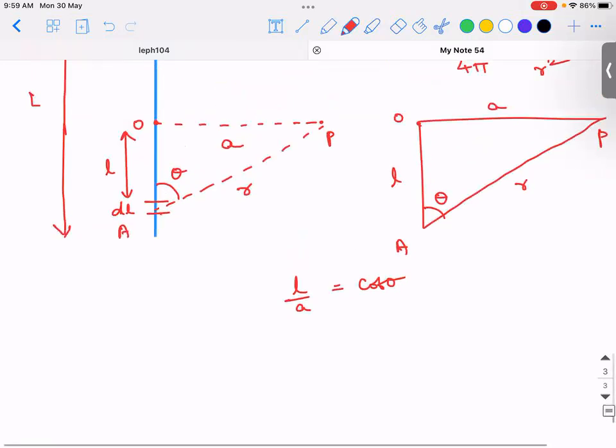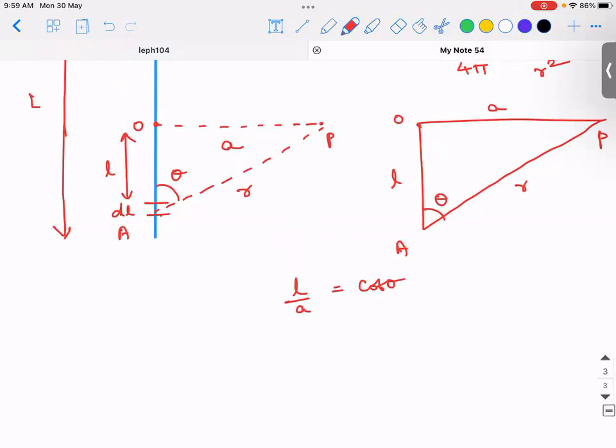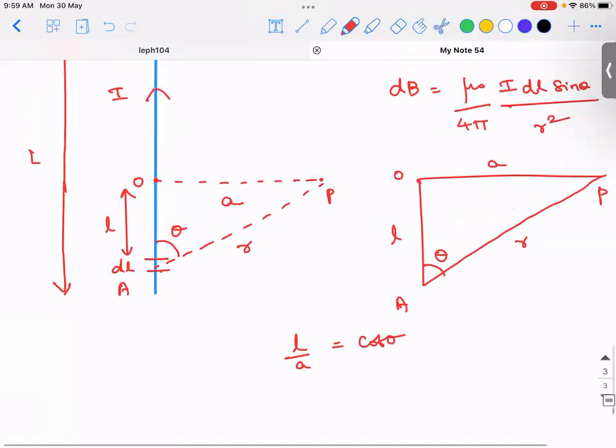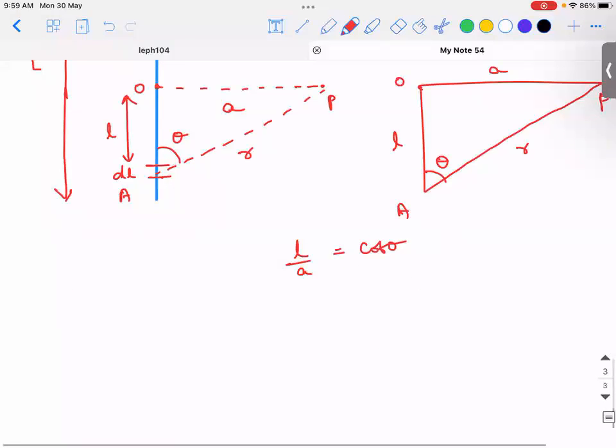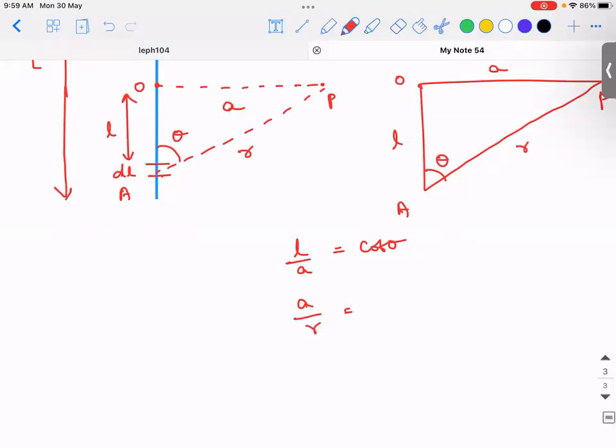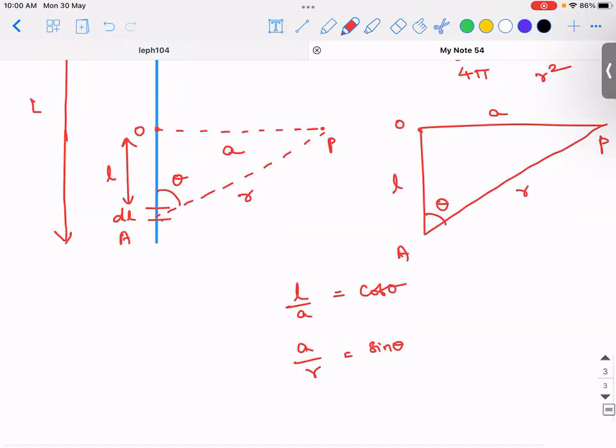Okay. Similarly, what is A divided by R? That is cos theta. Correct? Now, I just want to change a small thing. I don't want to write things in terms of cot because I'll have a minus sign. I'm not comfortable with it.